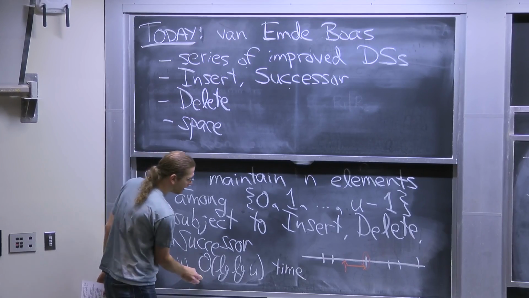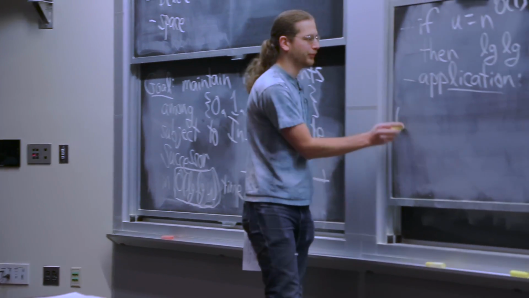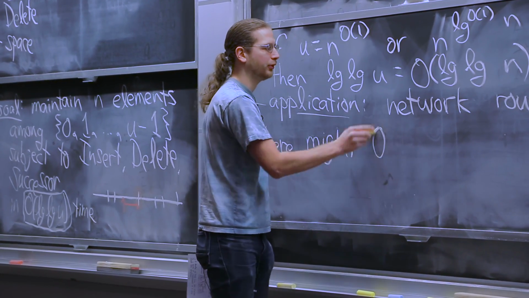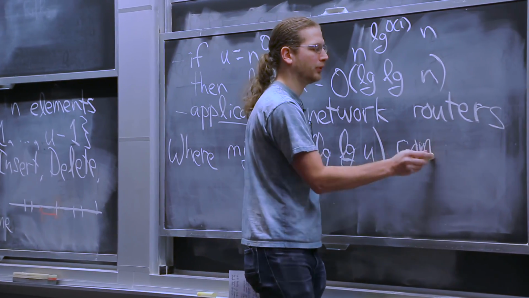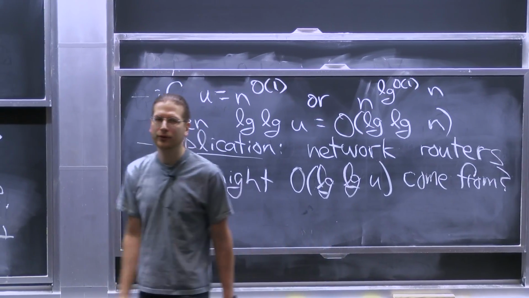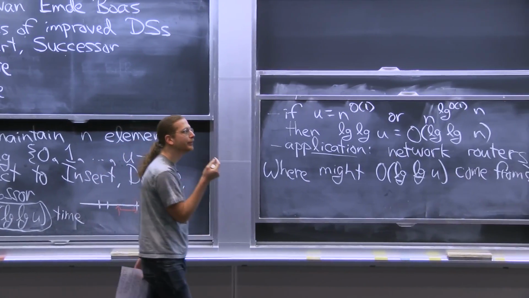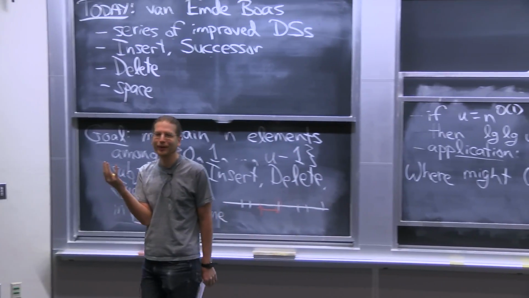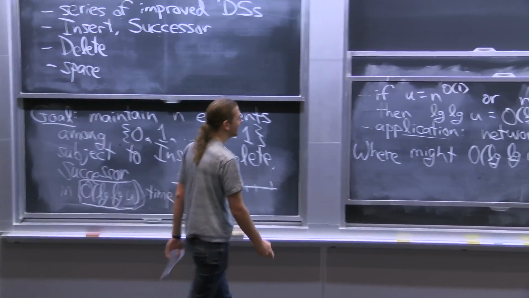So the first question is, how might we get a log U bound? Where might that come from? This is just intuition. Any suggestions? We see logs all the time. You organize the height of a tree into a tree. Ah, good. You organize the height of a tree.